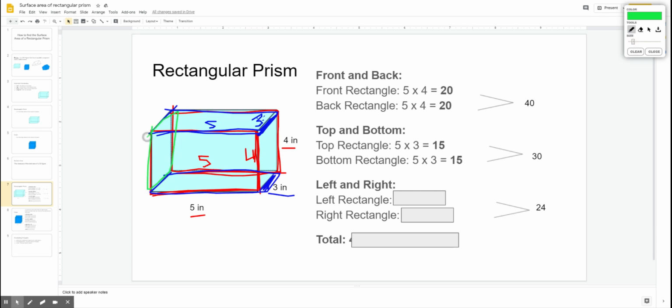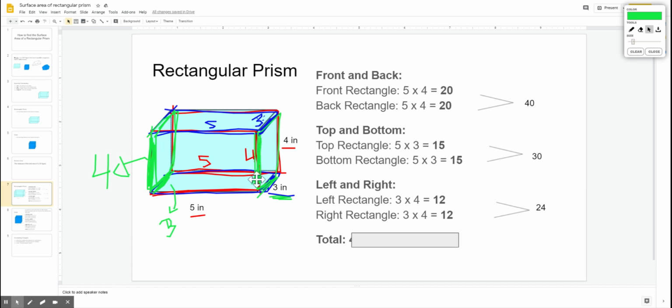So here is the left side, and here's the right side. All right, so the left side, the dimensions are: this bottom piece right here is 3 because it's 3 on this side. So this piece is 3, and this piece over here is the same as this piece, which is 4. So we're going to do 4 times 3, which is 12. So this is actually 12, and whatever's on the right side is the same on the left.